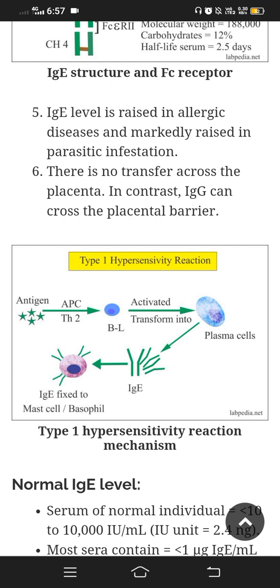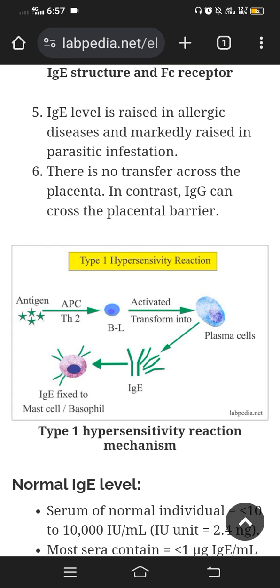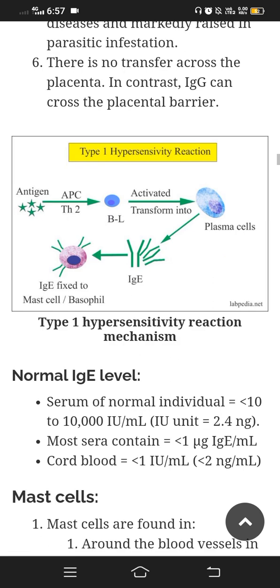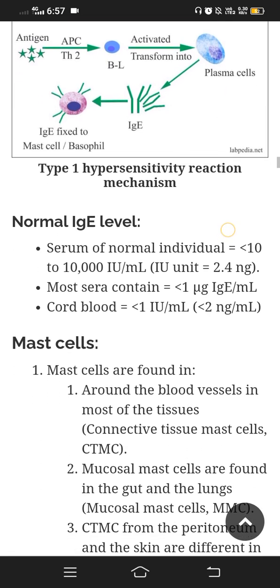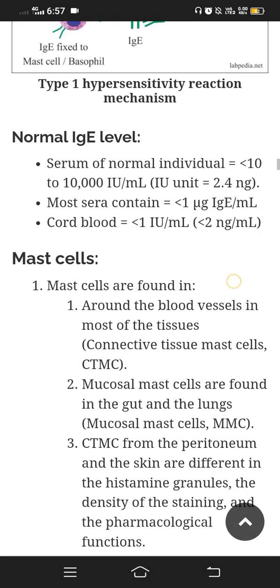Type 1 hypersensitivity reaction. Antigen, APC, Th2 activated, transform into plasma cell producing IgE. IgE is fixed to mast cell or basophil. Normal IgE level, here you could see.